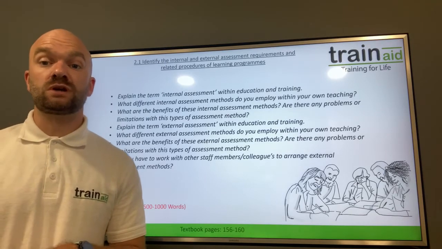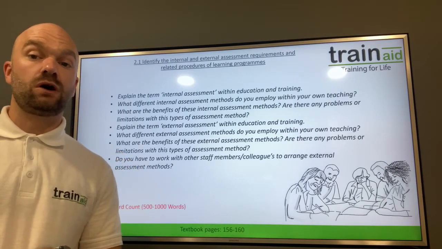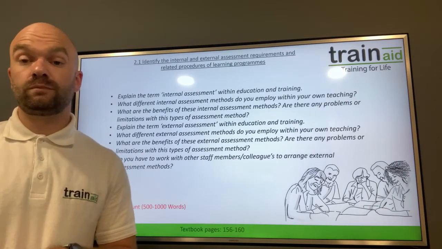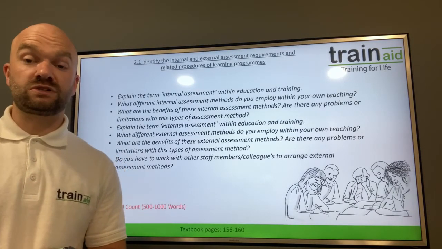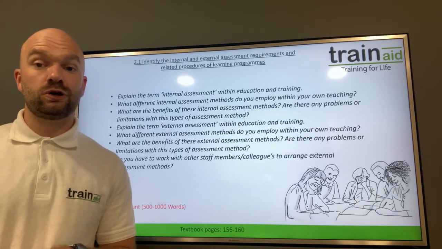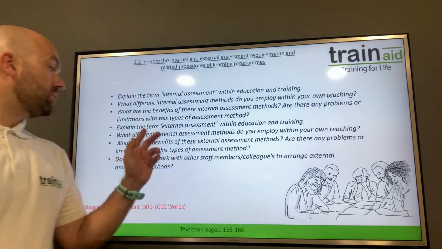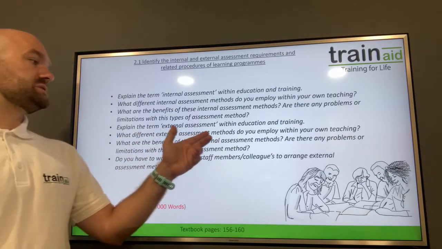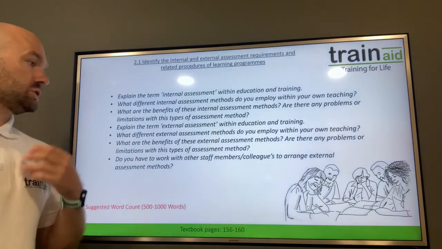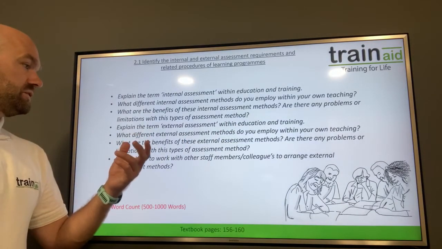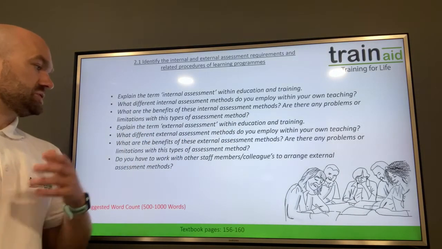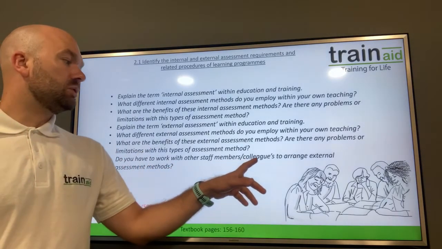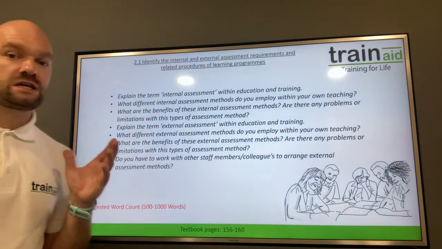Okay, it could be perhaps assignments that you send off of learner work each year, perhaps to an external body, an awarding body, for them to sample your learners perhaps. And what we'd like for you to do is to explain what different external assessment methods you employ within your own teaching, what are the benefits, and also what are the limitations of this method, and also do you have to work with other staff members or colleagues to arrange external assessment methods as well.